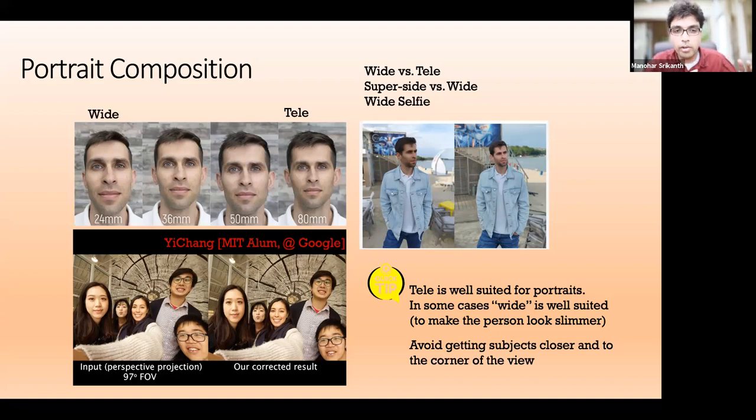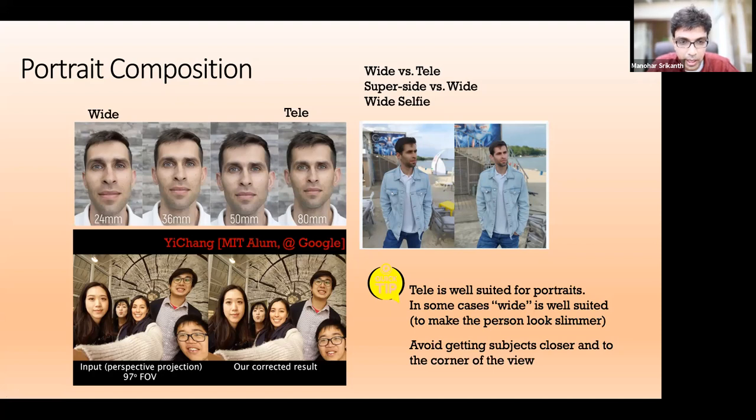If you go away from the face and focus on the whole body, you have to make sure that you're not distorting the person. If you take a wide angle camera and go closer to the head, obviously the head looks larger in relation to the legs. You see that in the top right image. You have to keep some of those things in mind. On the bottom left, this is one of the MIT alums who works at Google. I took this image from his paper. If you take a selfie with an extremely wide angle, on the left you see people on the extreme corners, and their faces are all oblong and distorted. It looks really bizarre.